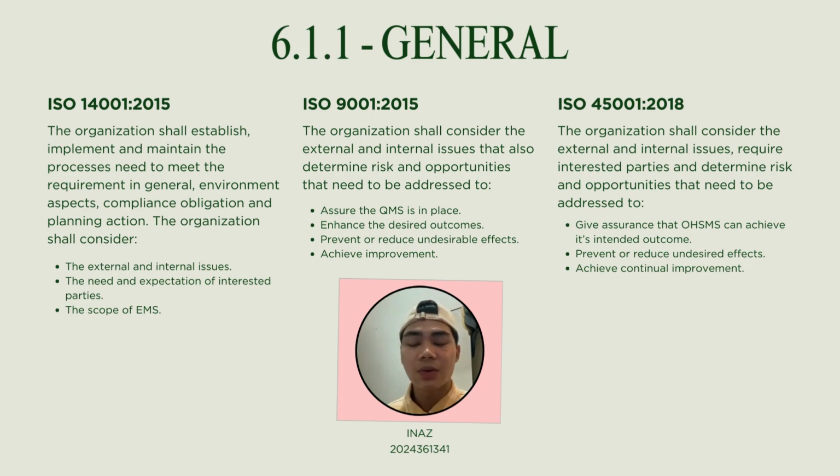In ISO 9001, the organization shall consider the external and internal issues and also determine risks and opportunities that need to be addressed to: first, ensure the quality management system achieves its intended results; second, enhance the desired outcomes; third, prevent or reduce undesirable effects; and the last one, achieve improvement.